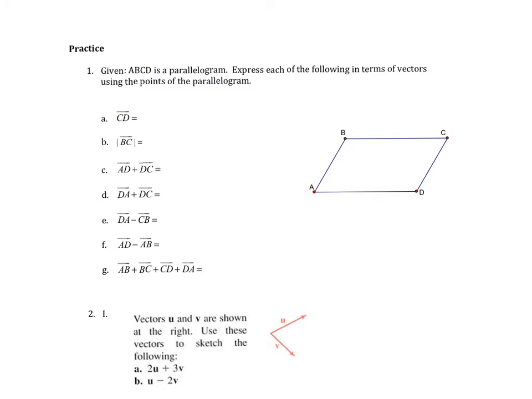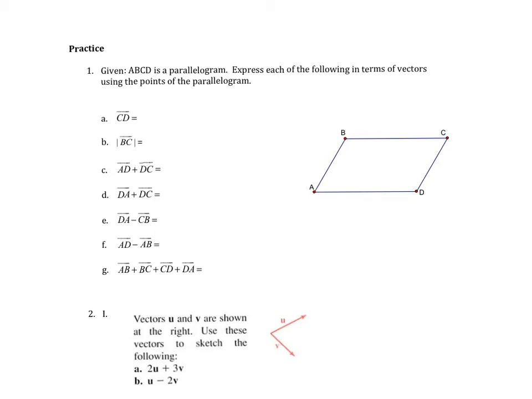The practice problems associated with these notes are good practice to visualize how to do vector operations geometrically. Those are problems 1 and 2. Problem 3 is doing that vector addition, subtraction, scalar multiplication in terms of components. So letter A, 1A says, given that ABCD is a parallelogram, express each of the following in terms of vectors using the points of the parallelogram.